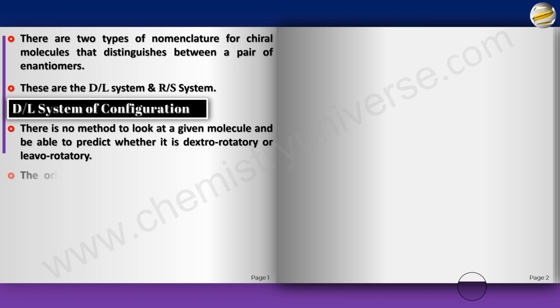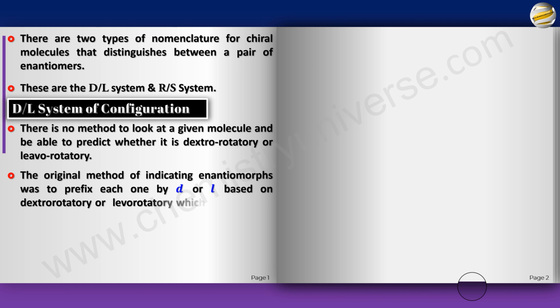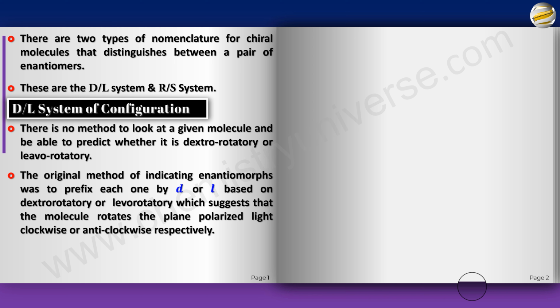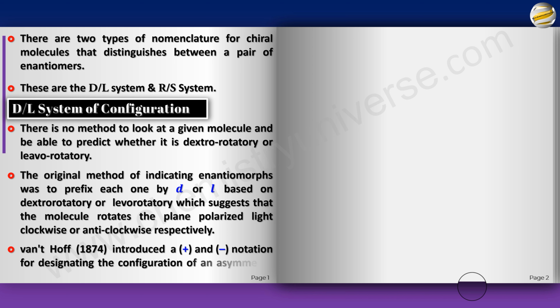The original method of indicating enantiomorphs or enantiomers was to prefix each one with a small d or small l based on dextro or levorotatory, which suggests that the molecule rotates the plane polarized light clockwise or anti-clockwise respectively. So small d and small l are the way in which dextro and levo were earlier signified. Van't Hoff in 1874 also introduced a new system called the plus and the minus for again the clockwise and anti-clockwise rotation. Plus for clockwise and minus for anti-clockwise.